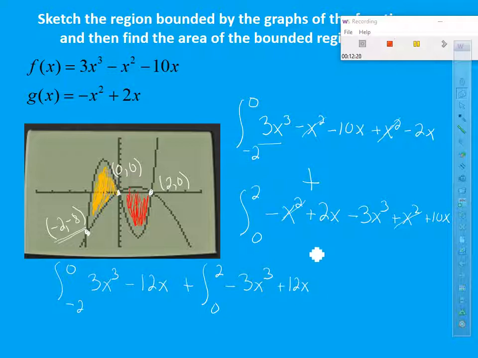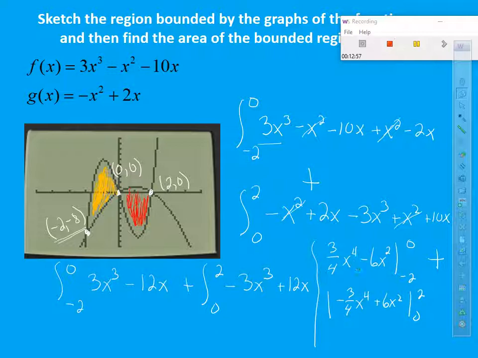Now we're ready to find our antiderivatives, evaluate them, and go get the numbers. So I'm running out of room, but it's going to look like this. I'm going to have 3/4 x to the 4th minus 6x squared, evaluated from -2 to 0, plus the antiderivative of -3/4 x to the 4th plus 6x squared, evaluated from 0 to 2. And then it's a bunch of calculator work.